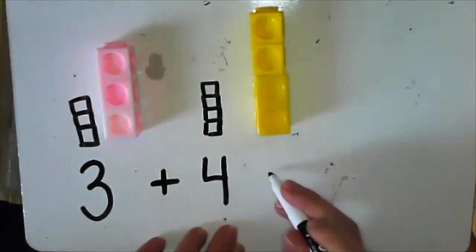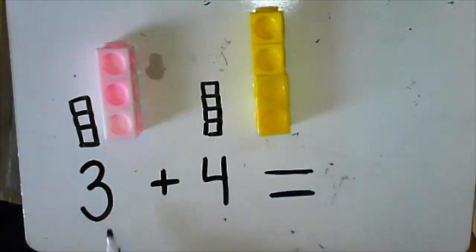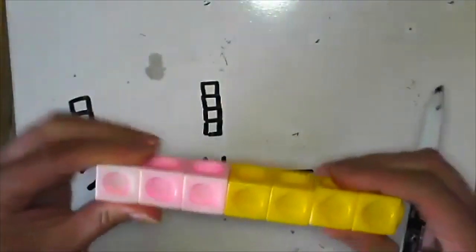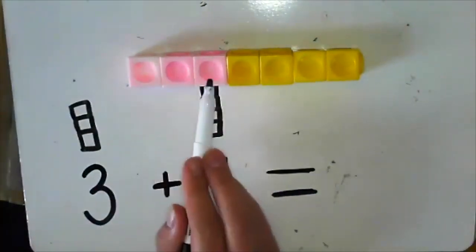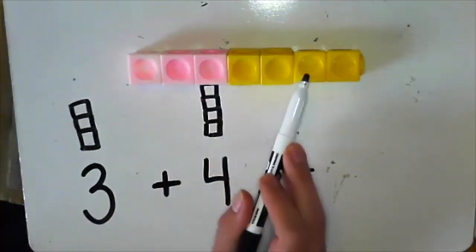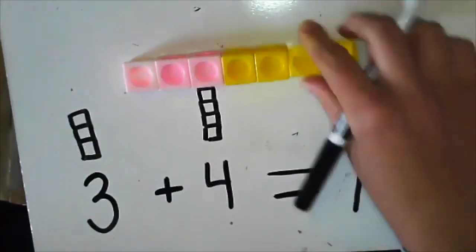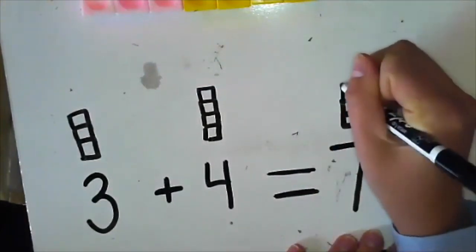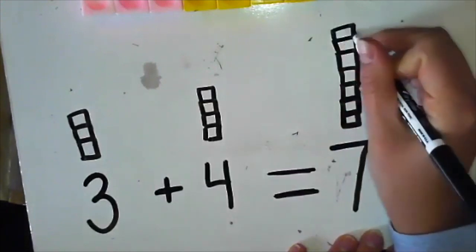Now we need to figure out how many lunches we have in all. How many it equals. 3 plus 4 is what? We can do that by connecting all the cubes together like this. Let's count them. 1, 2, 3, 4, 5, 6, 7. 7 in all. And I can draw 7 cubes here. 1, 2, 3, 4, 5, 6, 7.